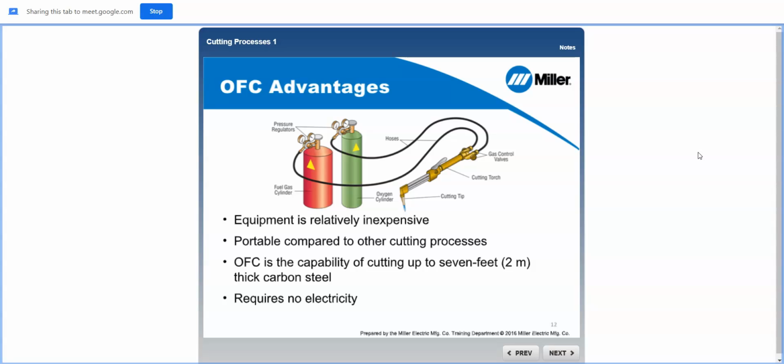Since the plasma arc cutting process is capable of handheld or machine torch cutting of metals ranging from thin gauge aluminum to 2-inch thick carbon or stainless steel, it can be used in many applications. The advantage of the oxy-fuel cutting system is the capability of cutting up to 7 feet thick steel with relatively inexpensive equipment requiring no electricity.